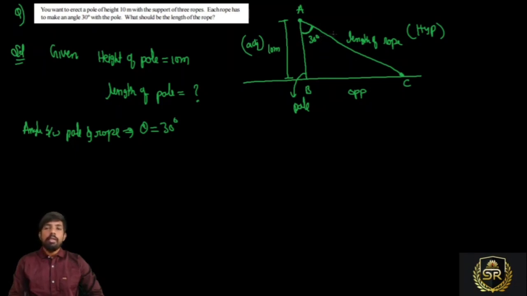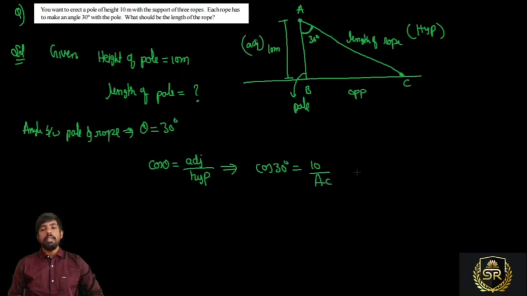So we need to find what? The hypotenuse, because we need to find the length of the rope. So this is the hypotenuse, this is the adjacent. What is the formula? Cos theta equals adjacent by hypotenuse. Cos 30 degrees equals adjacent, which is 10, by hypotenuse, which is the length of the rope. Let us say AC is the length of the rope.